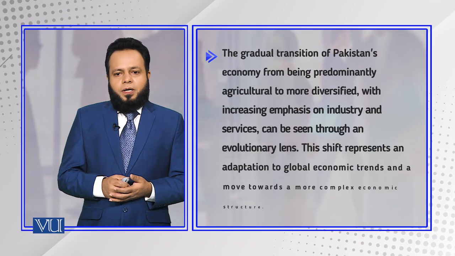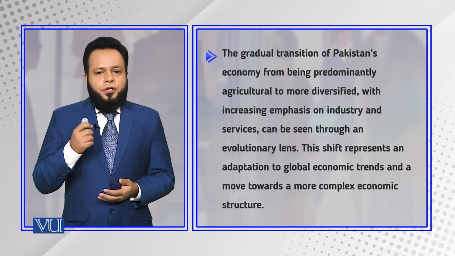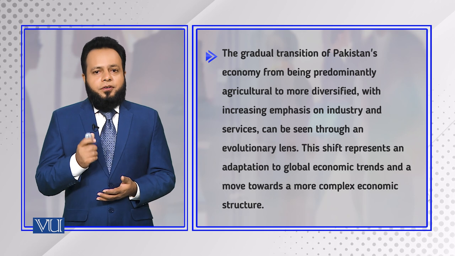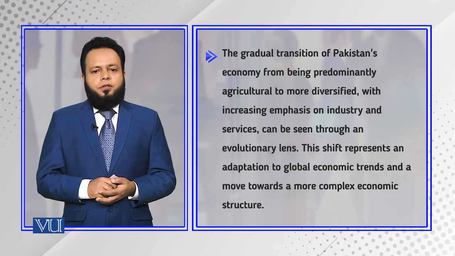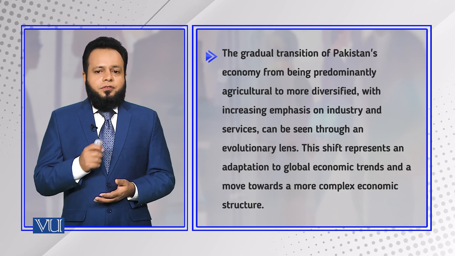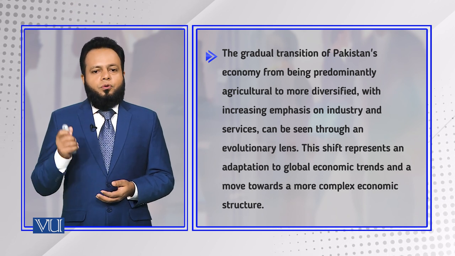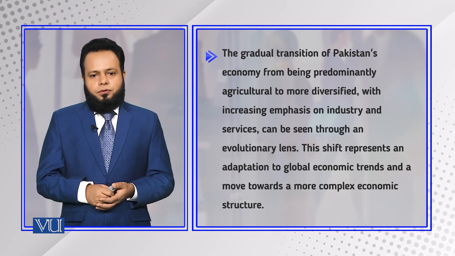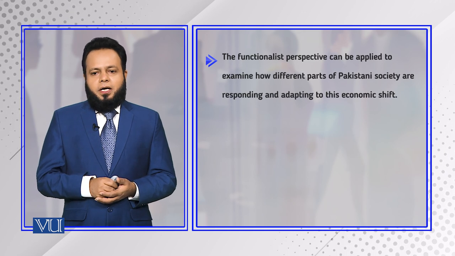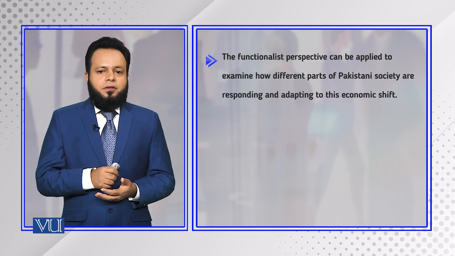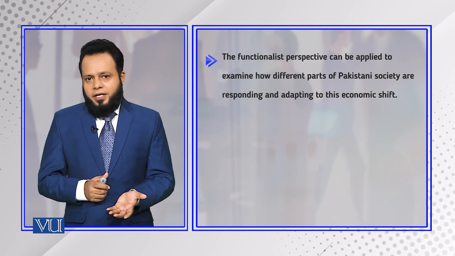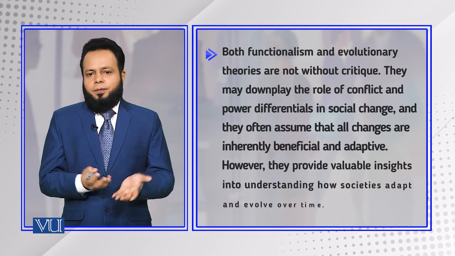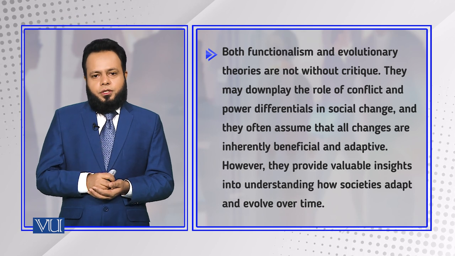So, the gradual transition of Pakistan's economy from being predominantly agricultural to more diversified, with increasing emphasis on industry and services, can be seen through the evolutionary lens. This shift represents an adaptation to global economic trends and a move towards more complex economic structures. The functionalist perspective can be applied to examine how different parts of Pakistani society are responding and adapting to these economic shifts. So both of these perspectives are not without critique.